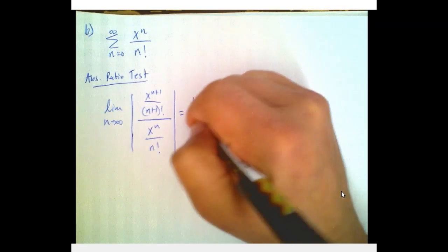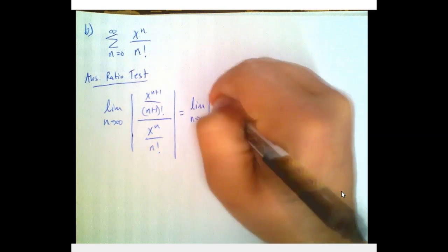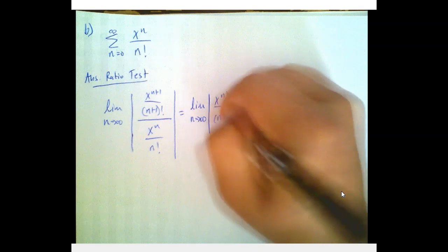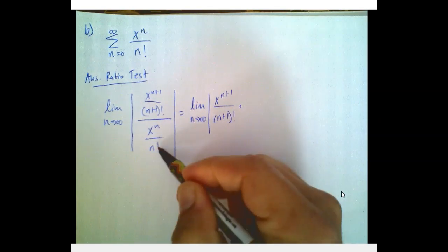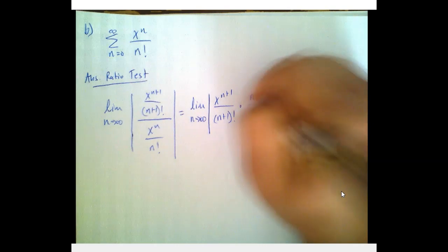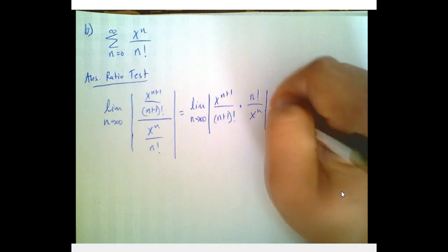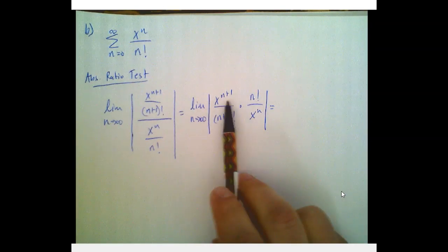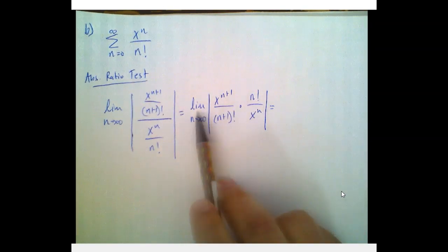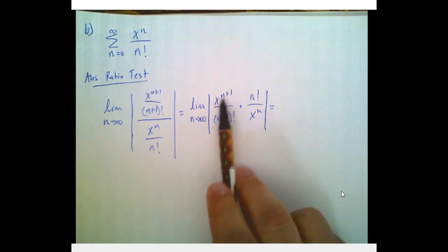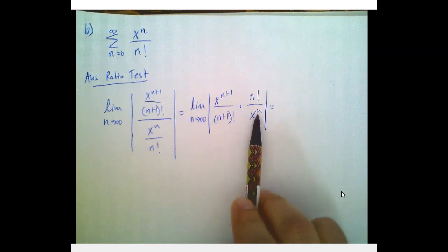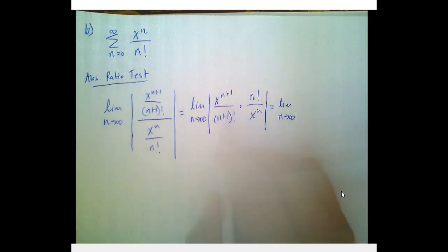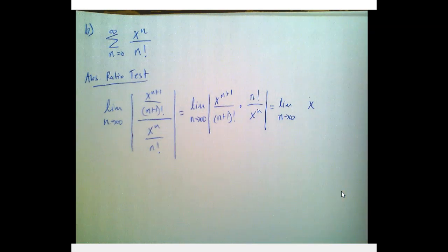So let's see what we get. The limit as n goes to infinity of the absolute value of x^(n+1) over (n+1) factorial, times the reciprocal of this, n factorial over x^n. All right, so we have some cancellation here. In x^(n+1), all n factors of x cancel with all n factors of x there. We'll have an x left at the top.